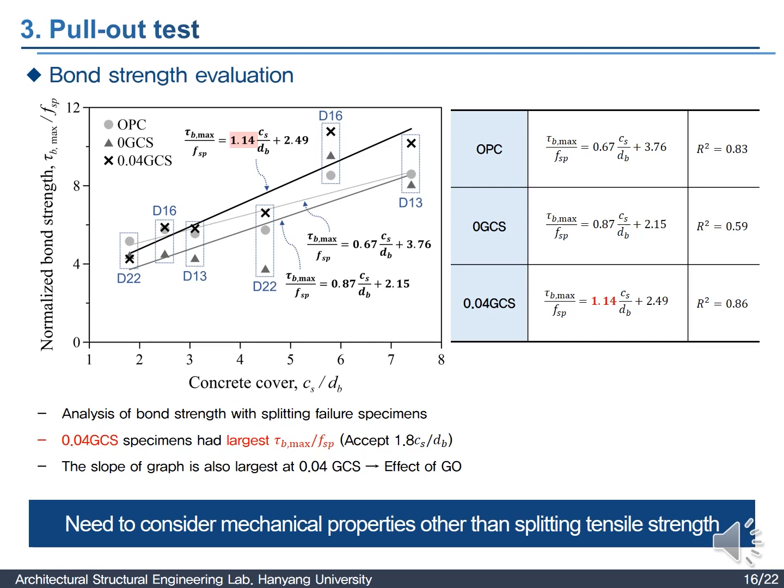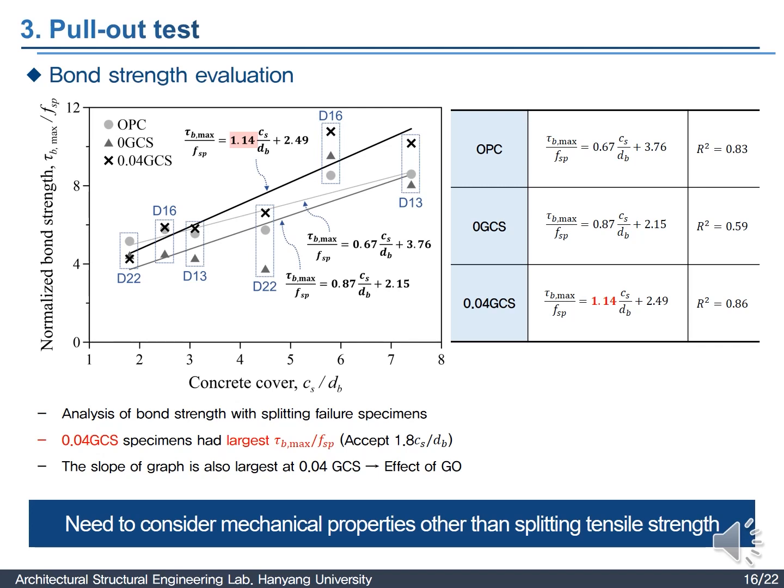As a result, it was found that 0.04 GCS has the highest value in all specimens except for the thinnest cover thickness of 1.8 CS per dB. Also, it was confirmed that the rate of increase in bond strength according to the cover thickness compared to the diameter of the reinforcing bars was 1.14 at 0.04 GCS.